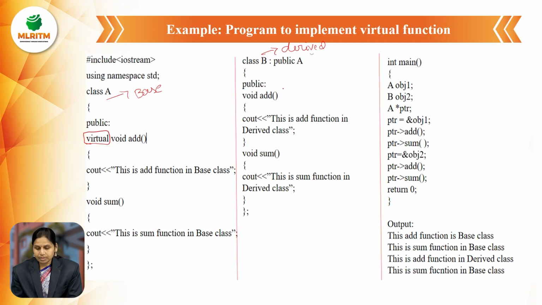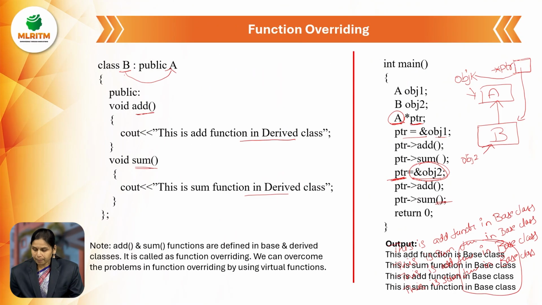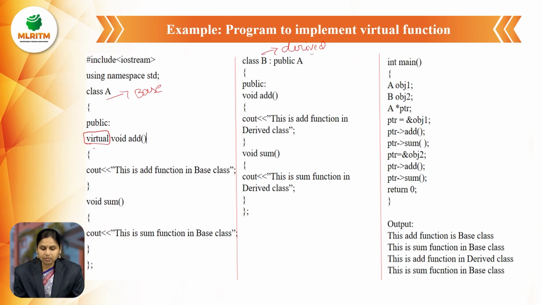Here, the same function names are used in the base class and the child class. But in the previous example, we always got the base class output only. When we use the virtual keyword before the function name, the control executes the child class function. So, this add function is declared as virtual, and it is called a virtual function.